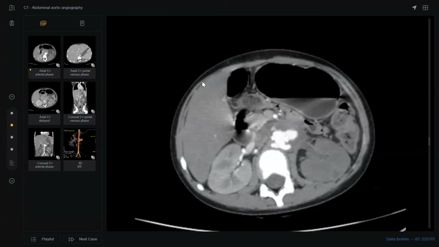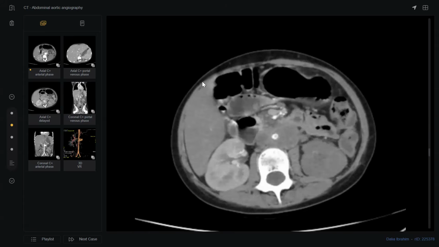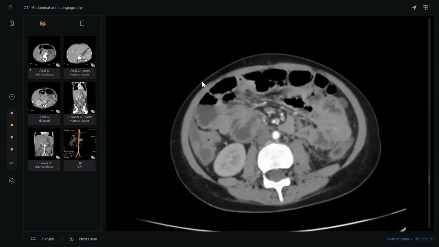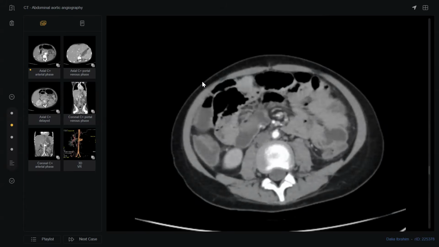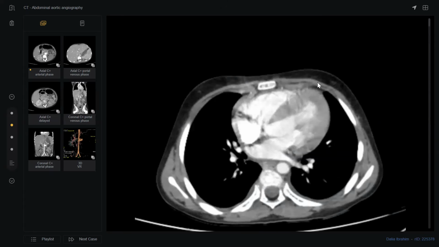Dr. Ali, this is a 9 years old female patient presented with severe abdominal pain. Okay, I have been presented with multiple axial CT images with IV contrast for a lady with severe abdominal pain. Sir, can you scroll for me, please?